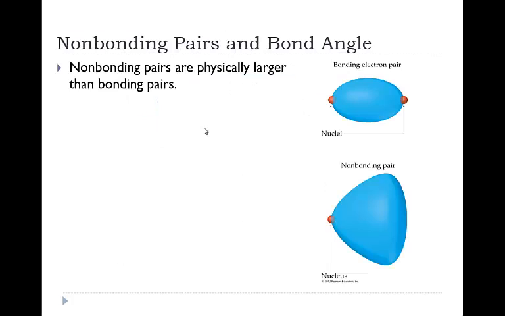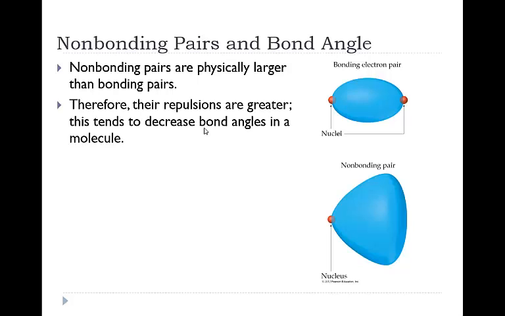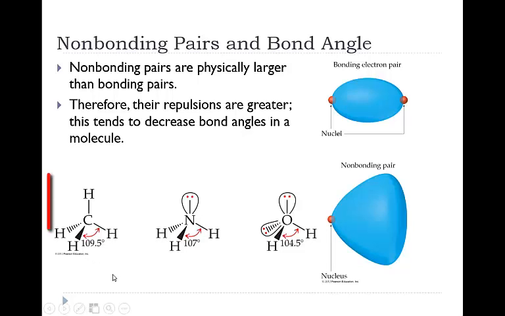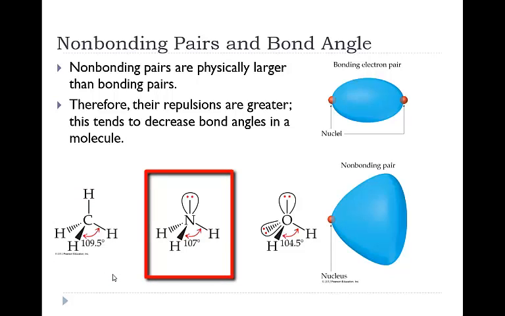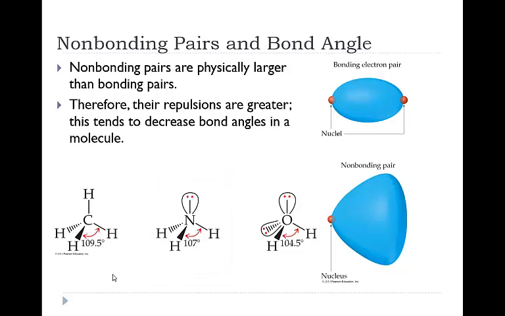Okay, now as far as bond angles go, lone pairs take up more space. They're physically larger than bonding pairs, and that changes the bond angle slightly. For example, here on the left we have methane, CH4. It's tetrahedral shape and the bond angles are all 109.5. If we look at ammonia in the middle, that has three bonding domains and one lone pair, and that lone pair pushes the hydrogens closer together, which makes the bond angle 107 degrees.